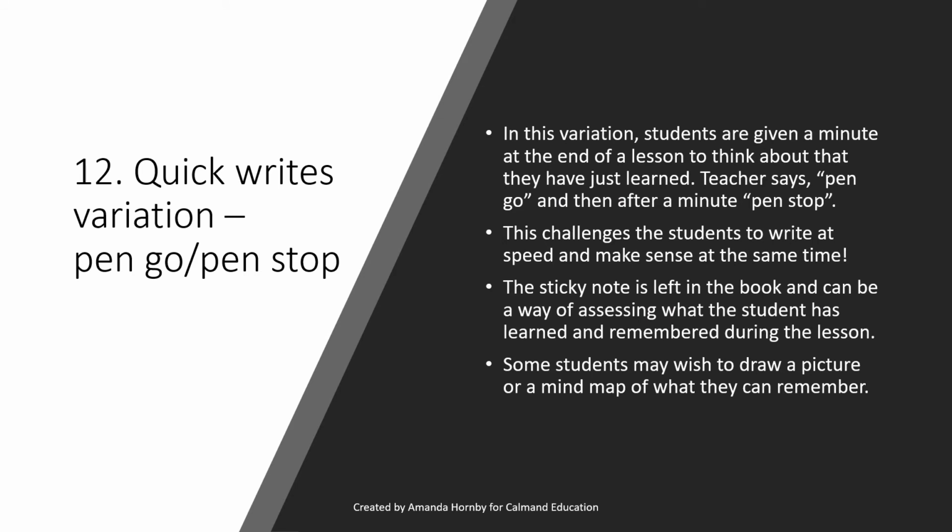Activity 12. A quick write variation is pen go, pen stop. In this variation, students are given a minute at the end of a lesson to think about what they've just learned. So the teacher will give them a sticky note and say pen go. They would give them a minute and then say pen stop. And this challenges the student to write at speed and try to make sense of what they're writing at the same time. So the sticky note will be left in the book, and it can also be a way for the teacher to assess what the student has learned and remembered during the lesson.